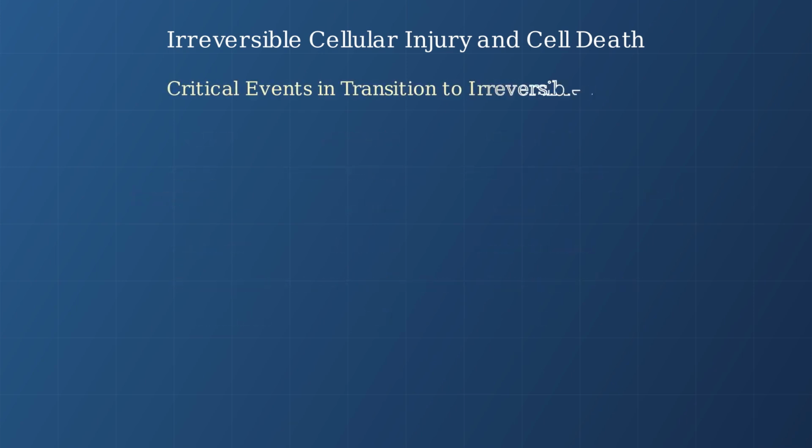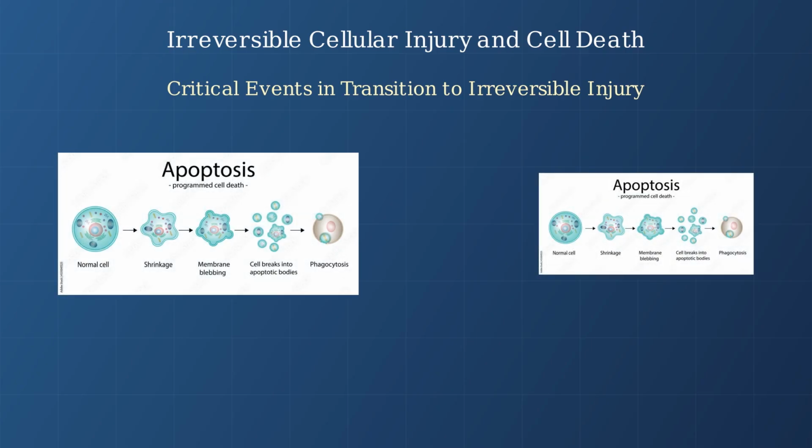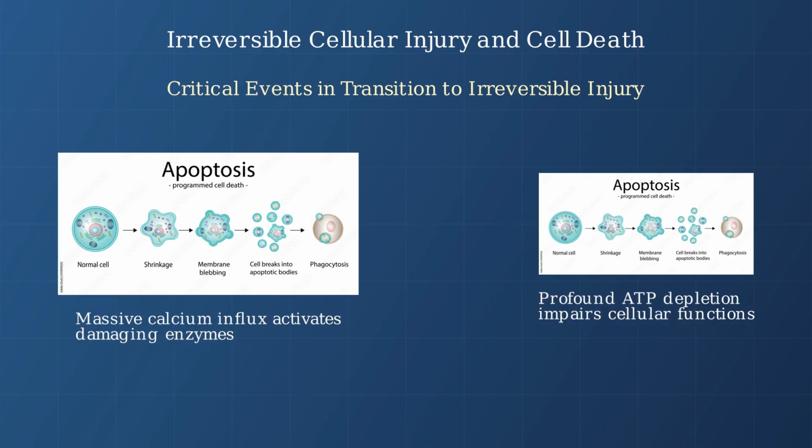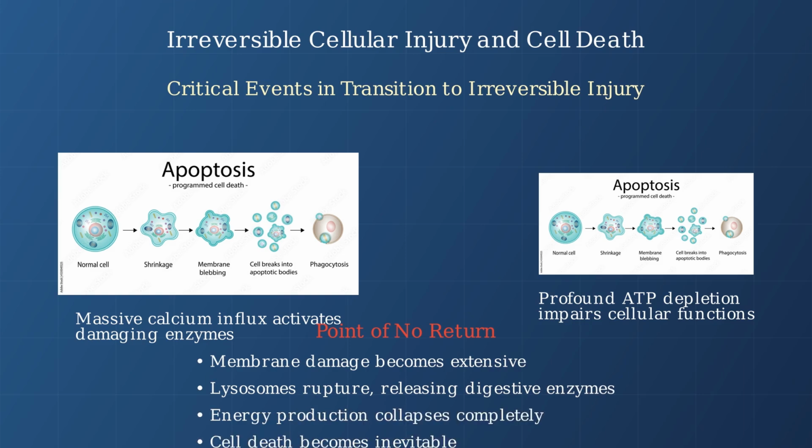Several critical events mark the transition from reversible to irreversible cellular injury. These include massive calcium influx and profound ATP depletion. Massive calcium influx activates enzymes that degrade membrane phospholipids and proteins. Meanwhile, extensive damage to mitochondrial membranes and profound ATP depletion prevent the cell from maintaining essential functions. Once these critical thresholds are crossed, the cell reaches a point of no return. Membrane damage becomes extensive, lysosomes rupture, releasing digestive enzymes, energy production collapses completely, and cell death becomes inevitable.